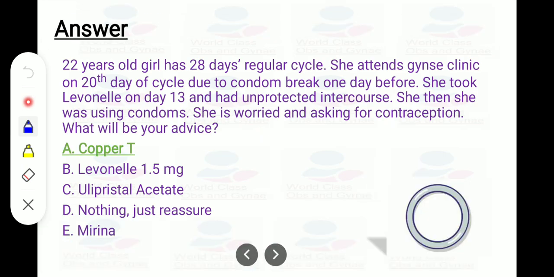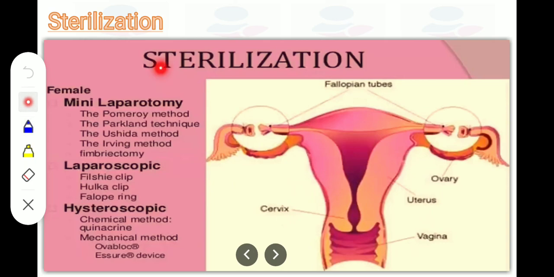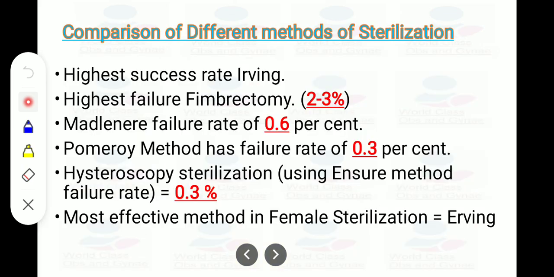Now coming to sterilization, different methods are shown here. We have mini laparotomy, laparoscopic, and hysteroscopic methods of sterilization shown here. That is the comparison of different methods of sterilization. The highest success rate is that of the Irving. Highest failure is that of fimbriectomy, 2 to 3%. Madlener failure rate is 0.6%. Pomeroy method has failure rate of 0.3%. Most effective method is female sterilization. Female sterilization is that of Irving.